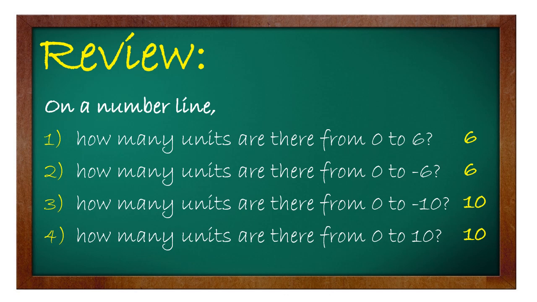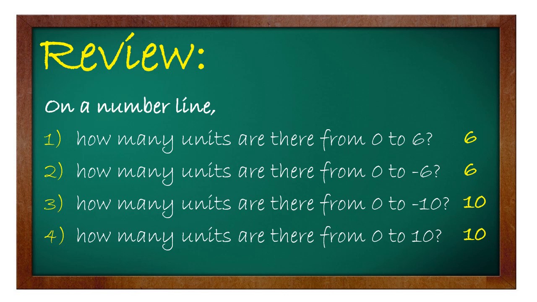As you can see, sa number 1 at saka sa number 2 natin, pareha silang merong 6 units. Pero kung mapapansin natin, magkaiba ng integers na tinutukoy. Sa number 1, si positive 6 ang tinutukoy. Si number 2, si negative 6 ang tinutukoy. Pero pareha silang mula kay 0. So, dahil mula kay 0 sila, yung isa going to the right, yung isa going to the left. Pero pareha silang merong distance na 6. Ganun din si number 3 and number 4 question. So, pareha silang merong 10 units, pero magkaiba ng integers na tinutukoy.